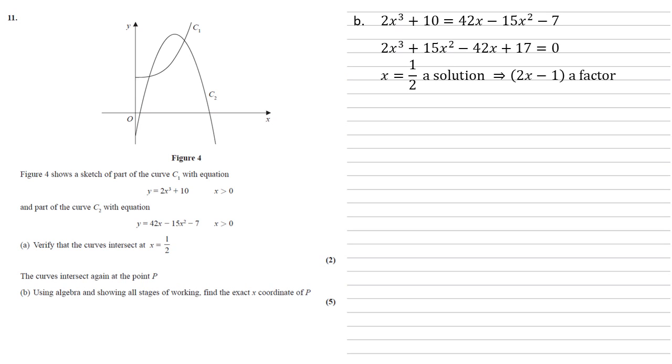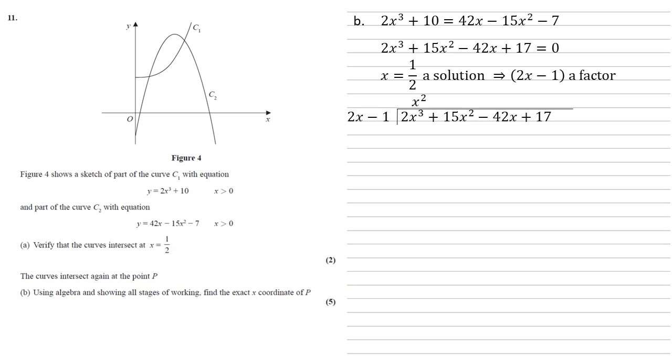Because we know this is a factor, we can divide our cubic by this 2x minus 1 to get a quadratic, which will be a lot easier to then solve. So here's our division. We're going to put the cubic underneath. We're going to put our factor 2x minus 1 on the left, and we're going to do some long division to get our quadratic out of this. We're going to start by dividing the 2x cubed by the 2x in the factor. Well, that's going to go in x squared times.